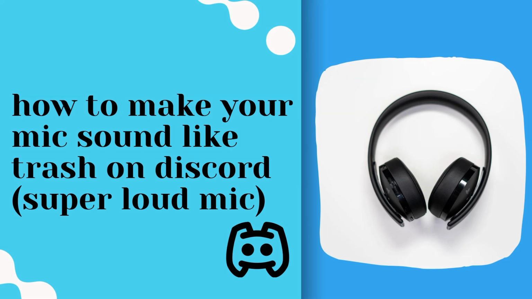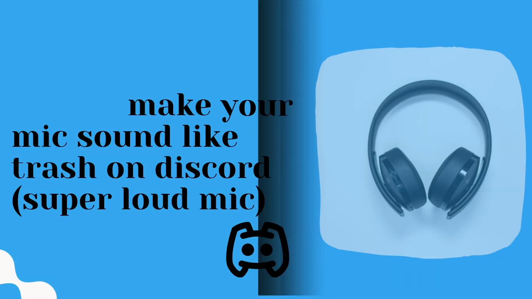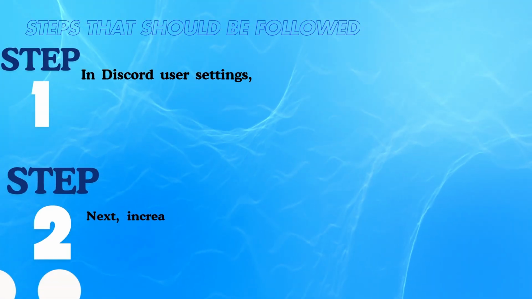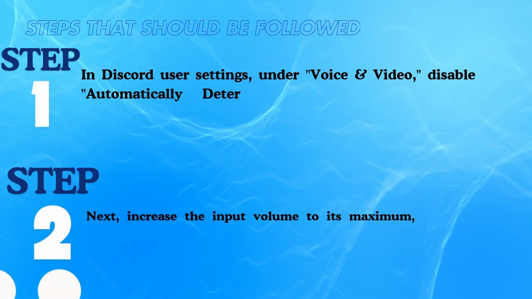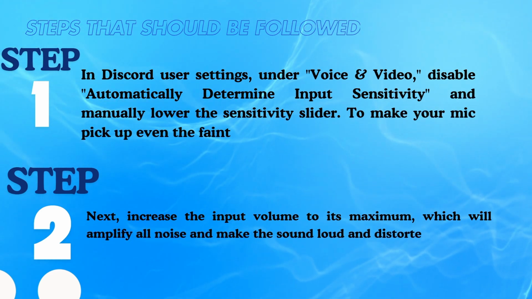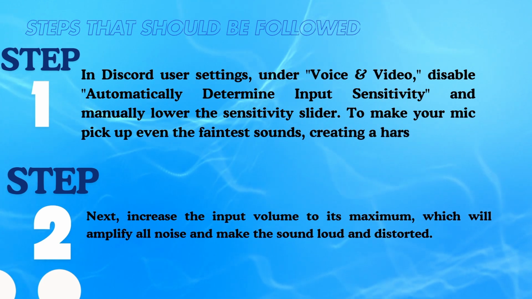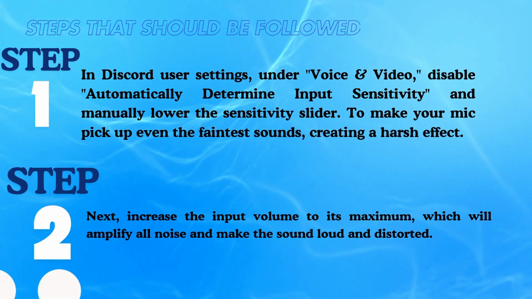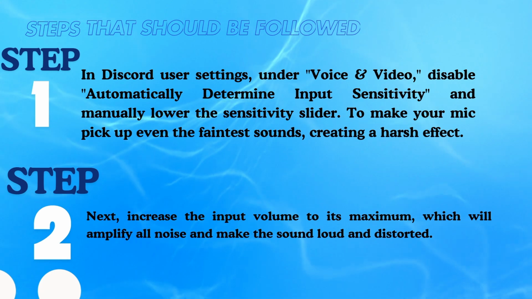In this video, we will learn how to make your mic sound like trash on Discord. To make your mic sound intentionally distorted or trash on Discord, you can adjust a few settings to increase the volume and add distortion. First, in Discord user settings under voice and video, disable automatically determine input sensitivity and manually lower the sensitivity slider to make your mic pick up even the faintest sounds, creating a harsh effect. Increase the input volume to its maximum, which will amplify all noise and make the sound loud and distorted.